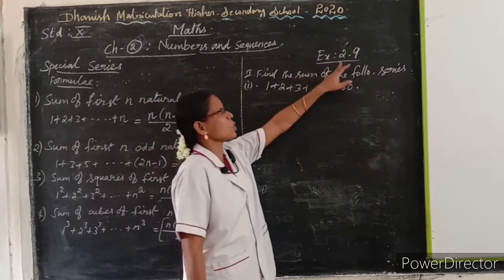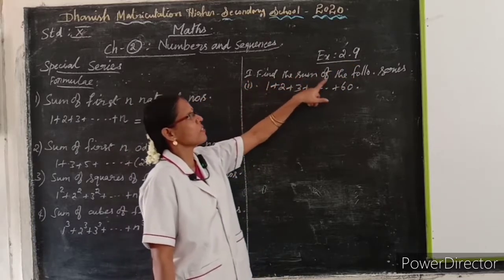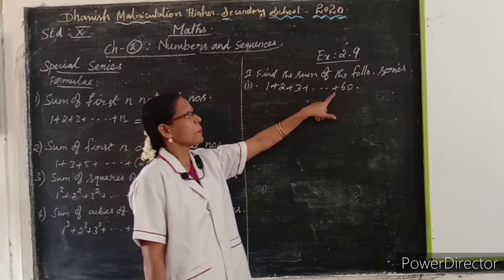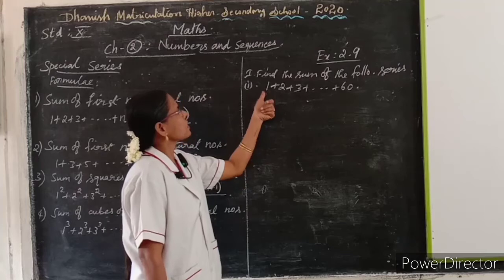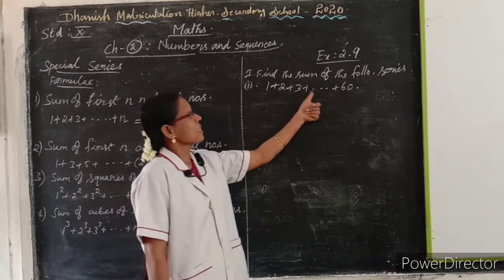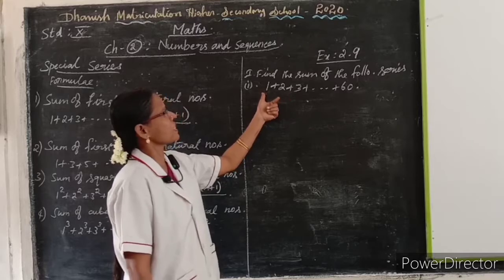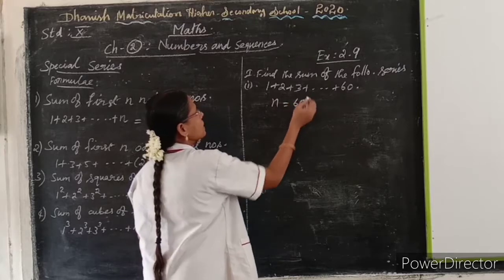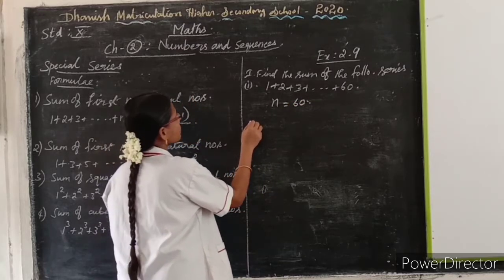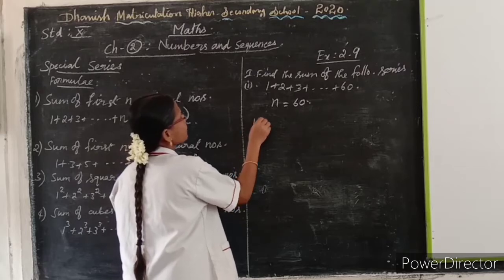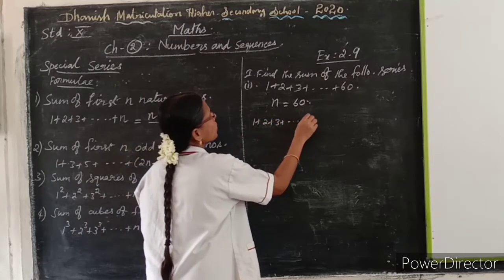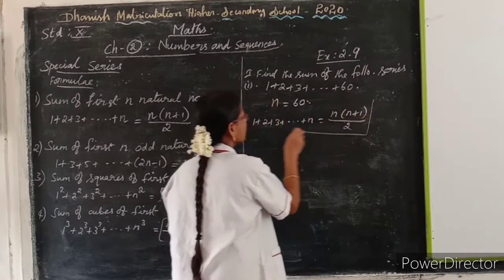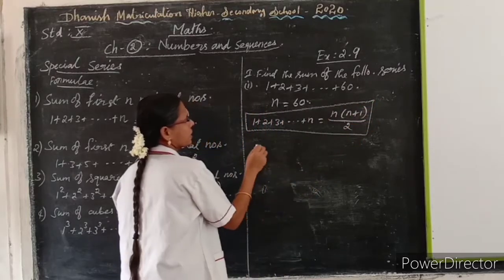Now, from exercise 2.9, first question, find the sum of the following series. First subdivision: 1 plus 2 plus 3 plus etcetera up to 60. Here the starting number is 1, so these are the first n natural numbers. The given series is the first 60 natural numbers, so n is equal to 60. The formula for the sum of the first n natural numbers, 1 plus 2 plus 3 plus etcetera up to n, is n into (n plus 1) by 2. Here n is 60.